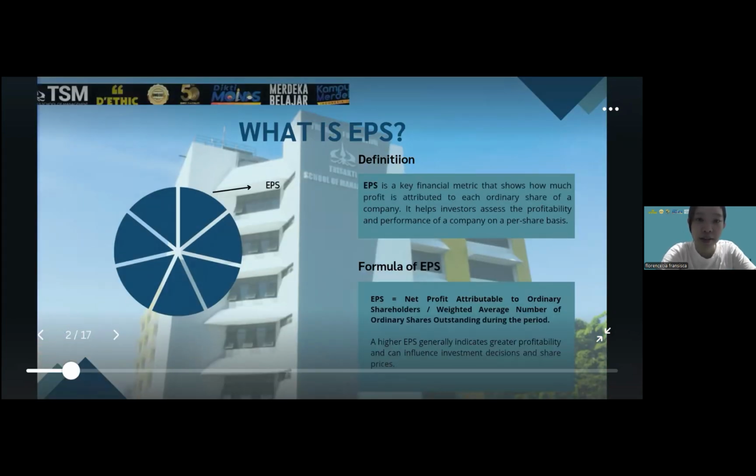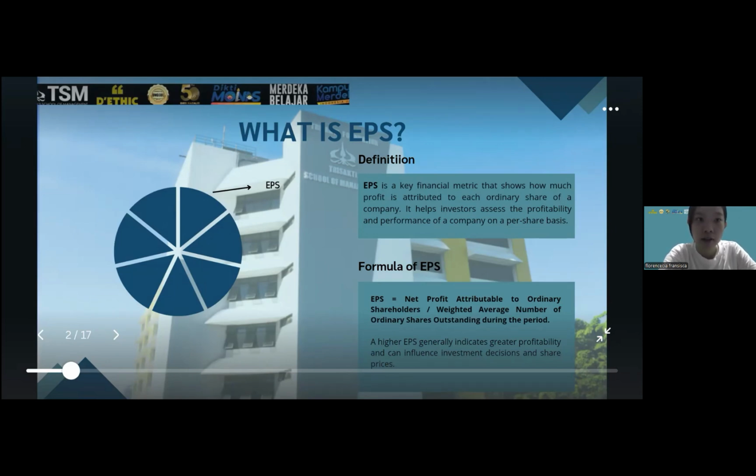So, what is earnings per share or EPS? It tells us how much profit a company makes for each ordinary share. It is important because it helps investors see how much money they could earn for each share they own. The formula to calculate EPS is net profit for ordinary shareholders divided by the weighted average number of shares, or WANOS, during the period. If EPS is high, it means the shares during the period are earning more profit.